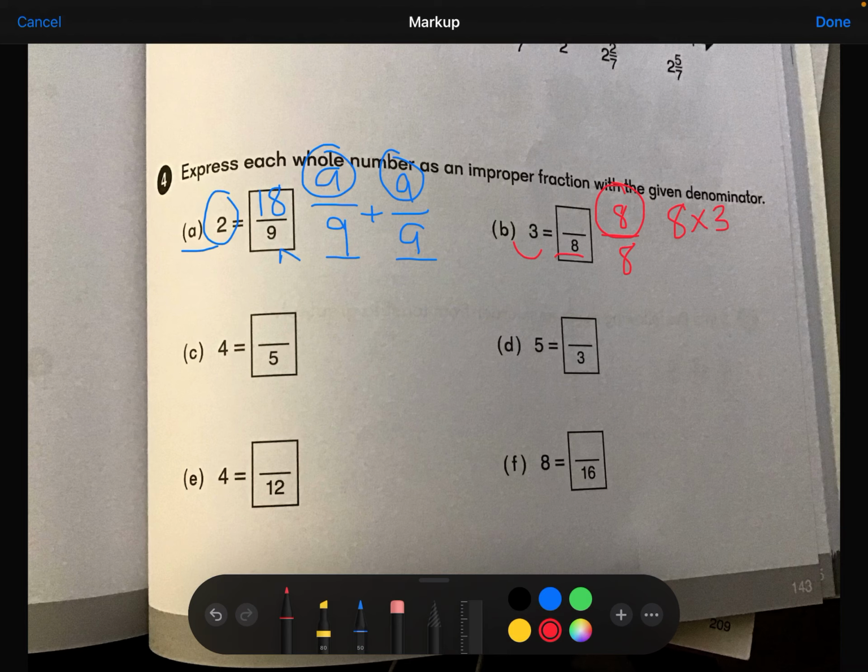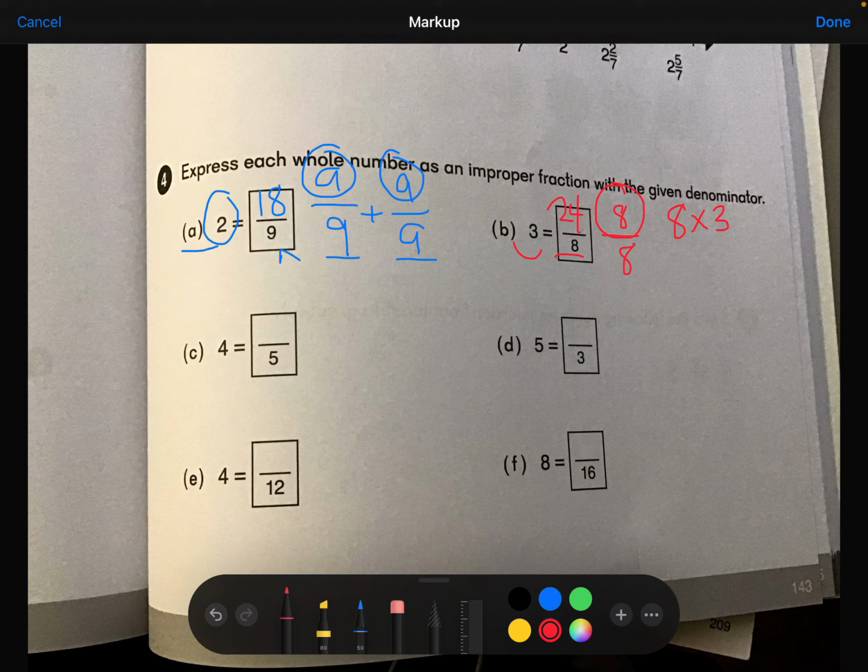So if we take 8 and add it to itself 3 times, we should have the number of numerator pieces that are needed to create 3 wholes. 8 times 3 is 24. And it does indeed represent 3 wholes. Let's see another one of those with C.